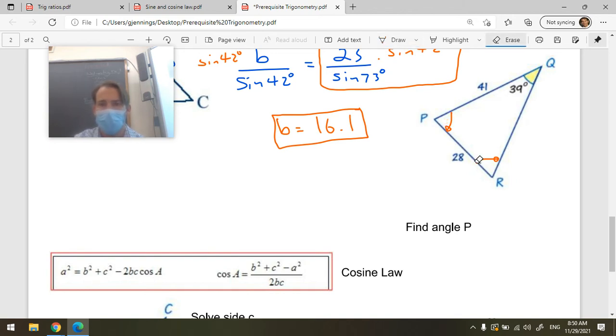It's already called angle P, so we'll just call that P. Now, to answer a question like this one, we're going to use sine law, and we're going to use it to find an unknown angle. So let's set that up over here.